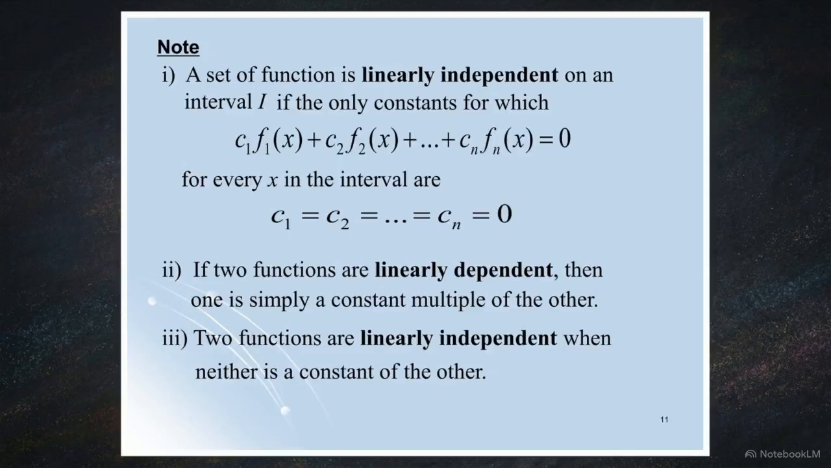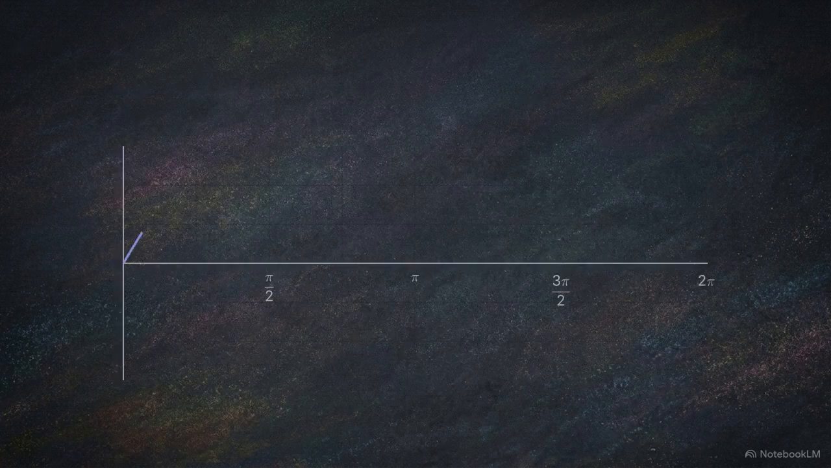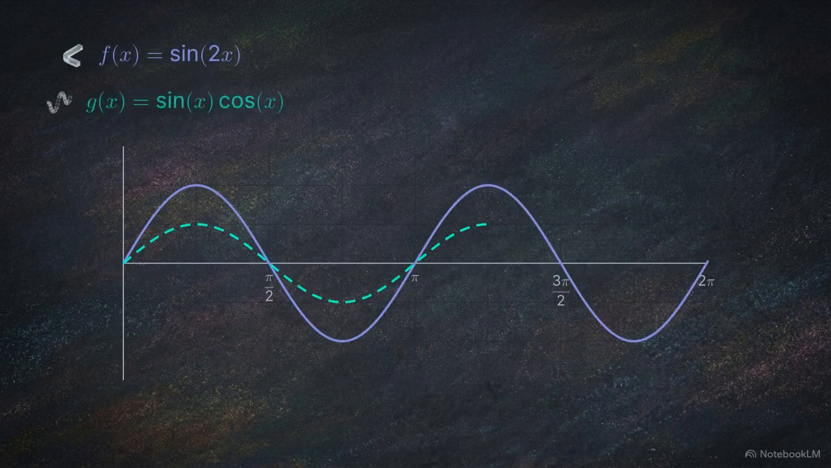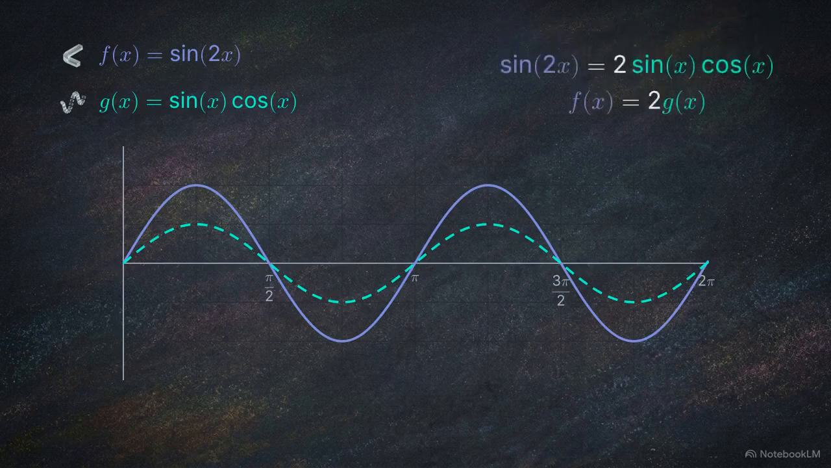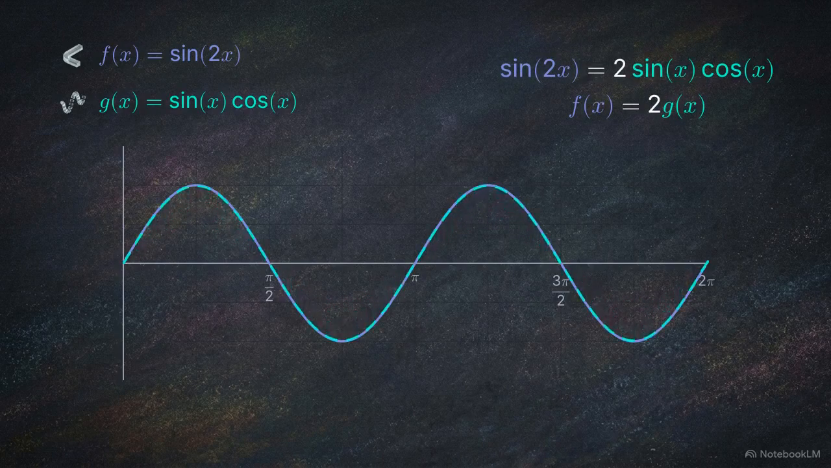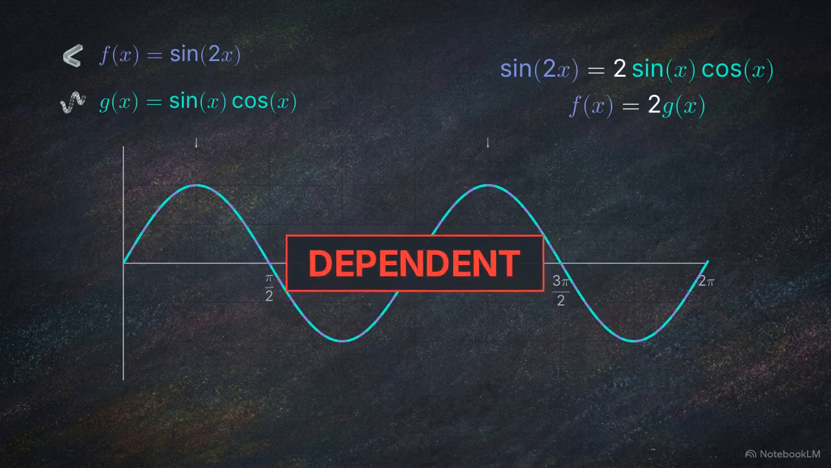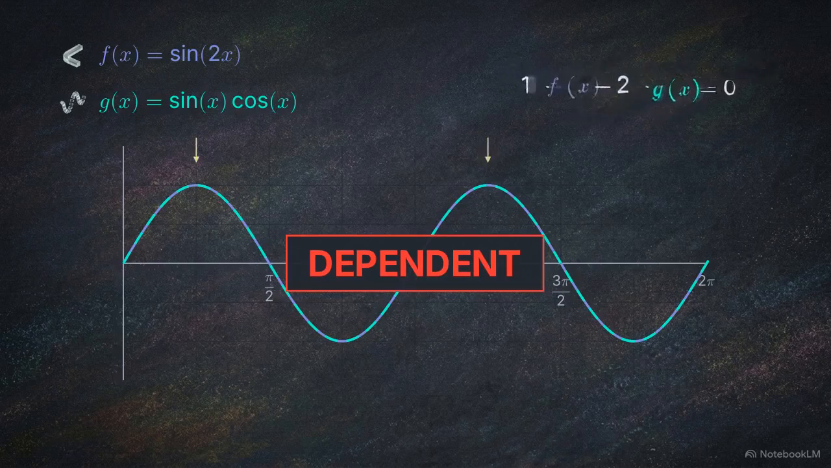The simplest version of this occurs when one function is just a constant multiple of another. If your two solutions are just different scales of the same curve, they are dependent. They don't offer the unique mathematical dimensions required for a higher-order solution. Consider sine of 2x compared to sine x times cosine x. Because of trigonometric identities, these two curves carry identical information. They are redundant. They fail to meet the requirement for independence needed to solve a second-order system.